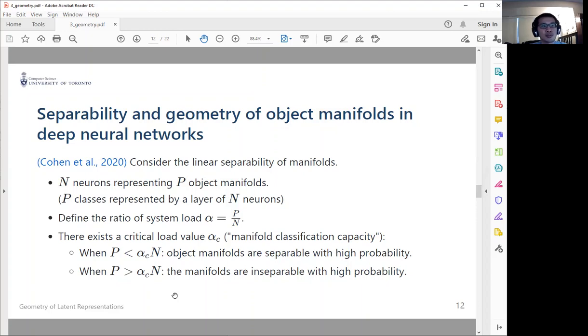So there exists a critical load value, the manifold classification capacity. When we use a system that has this classification capacity to classify p classes that are less than alpha c times n, then this manifold is separable with high probability. Otherwise, this system cannot separate this many classes with high probability.